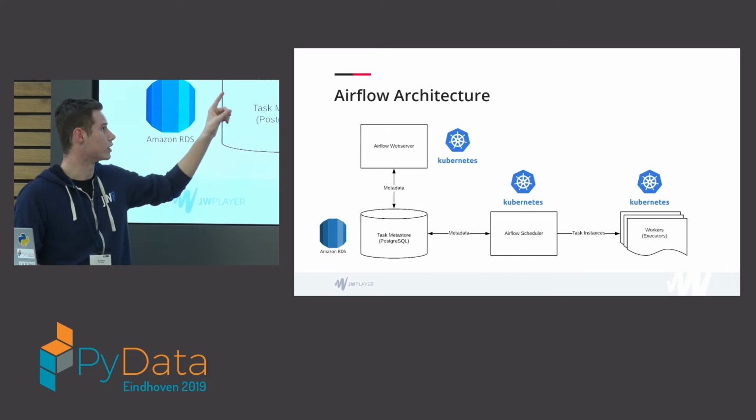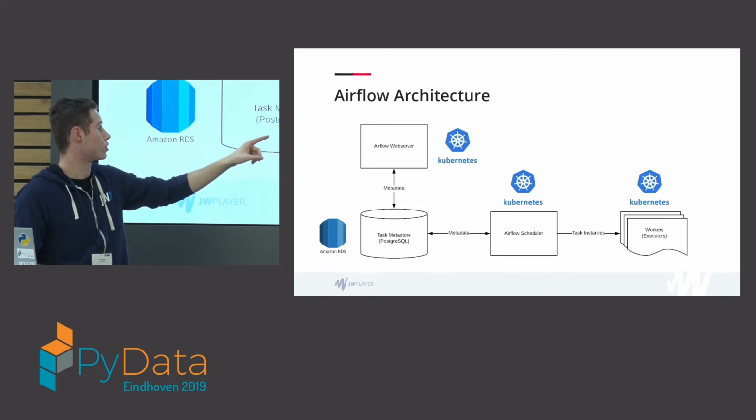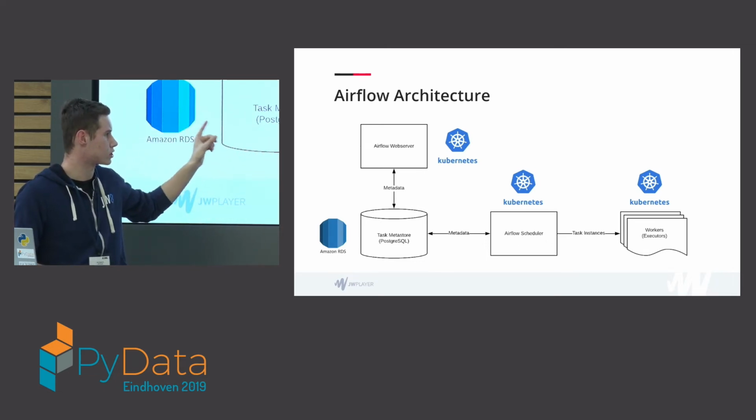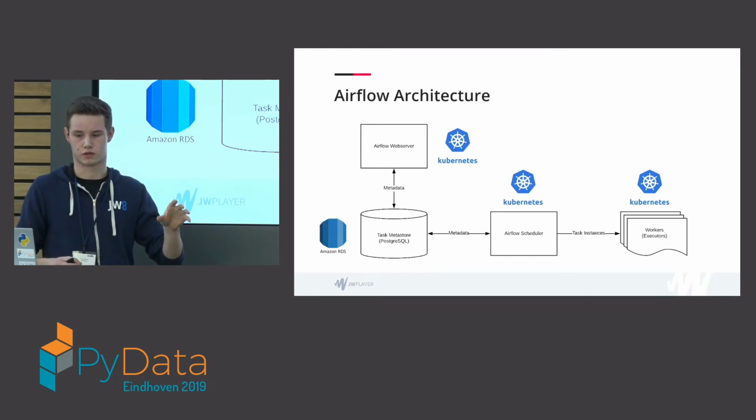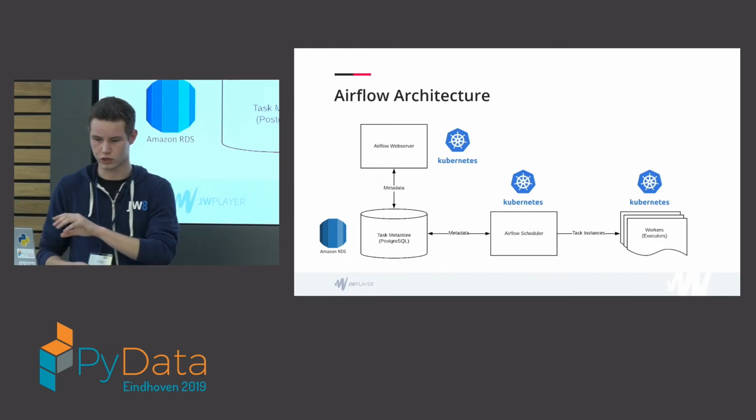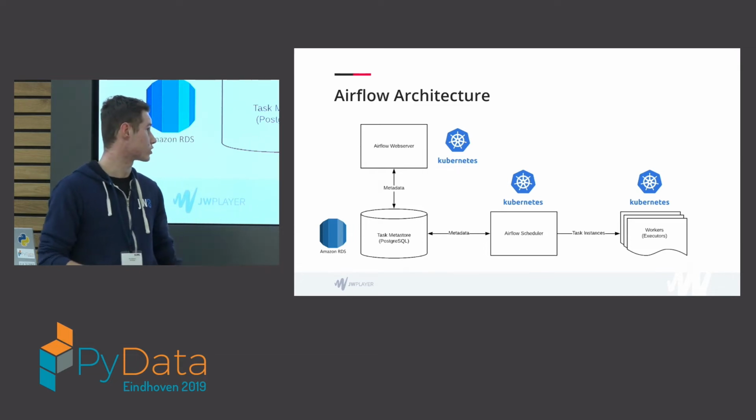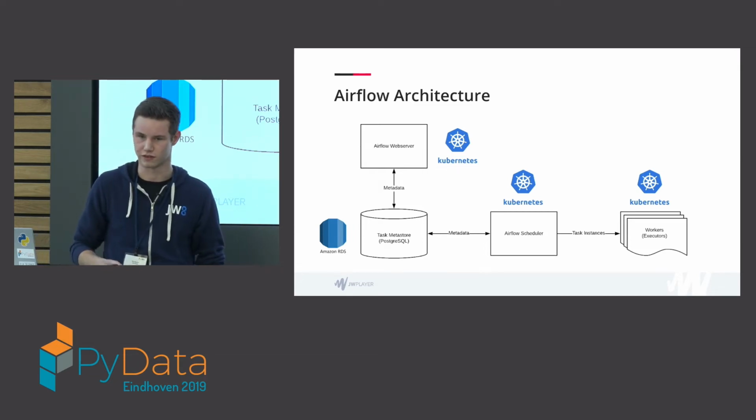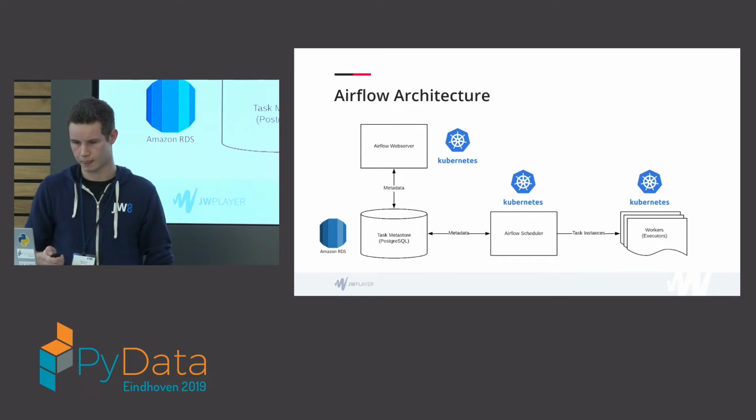So at JW Player, we run all these different components except for the database in Kubernetes. So the web server runs on Kubernetes, the scheduler, and the workers. And we use Amazon RDS for the database because that is easier than running a database in Kubernetes.